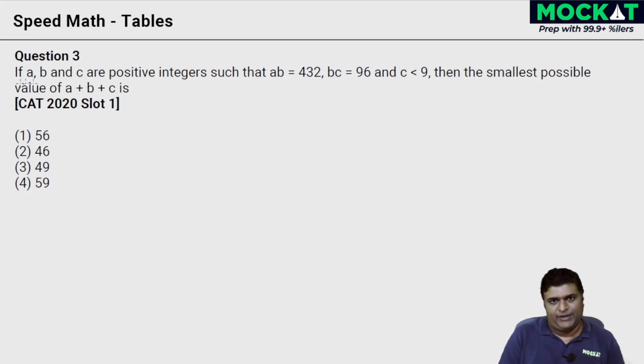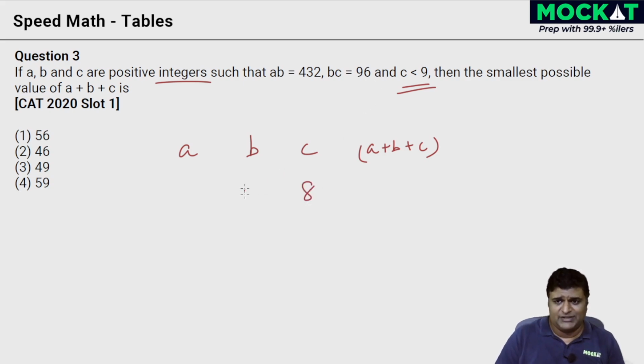A third question over here. Now if a, b and c are positive integers such that ab is 432, bc is 96 and c is less than 9, then the smallest possible value of a plus b plus c is what? The smallest possible value. I know all of them are positive integers. The constraint is for c being less than 9. So what is the largest I can have such that it's a factor of 96? Less than 9, 8 is fine.